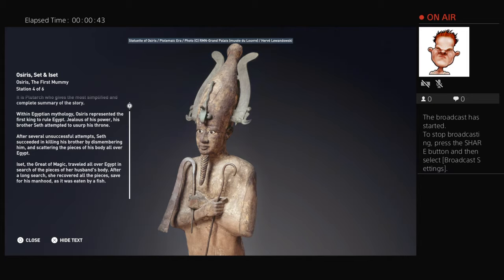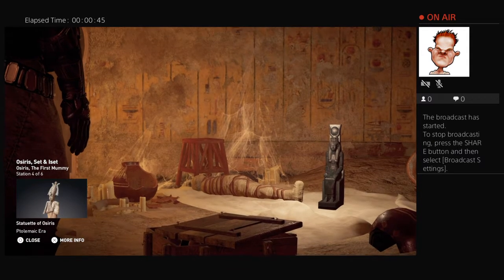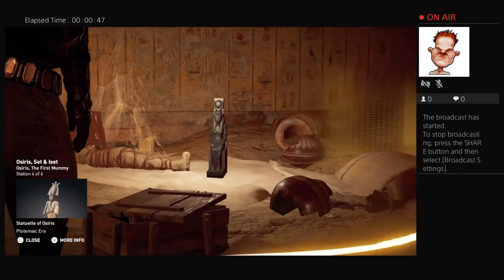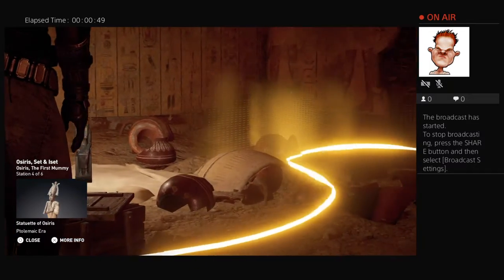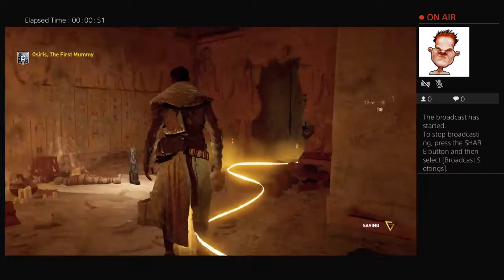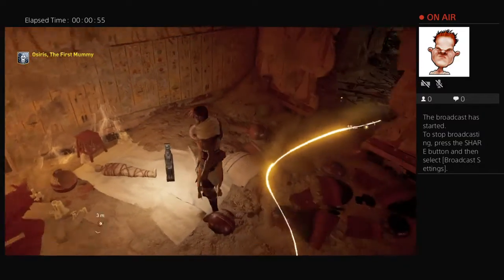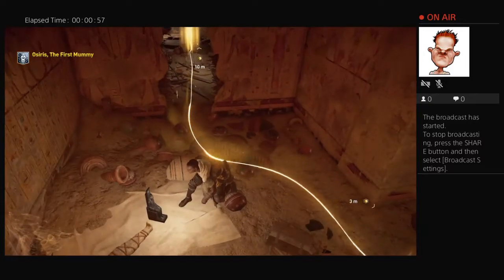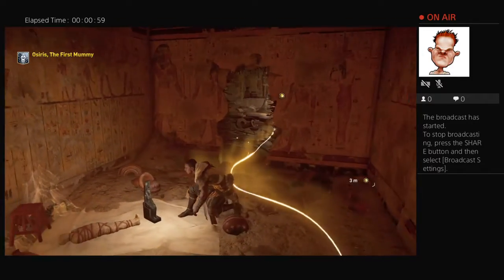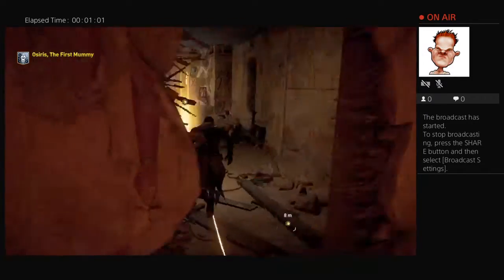Within Egyptian mythology, Osiris represented the first king to rule Egypt. Jealous of his power, his brother Seth attempted to usurp his throne. After several unsuccessful attempts, Seth succeeded in killing his brother by dismembering him and scattering the pieces of his body all over Egypt.